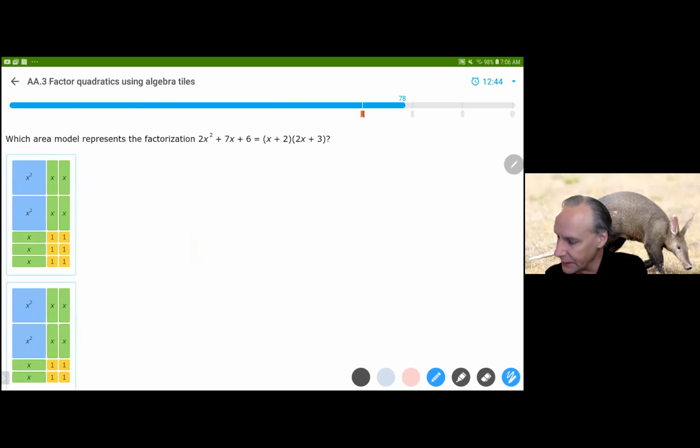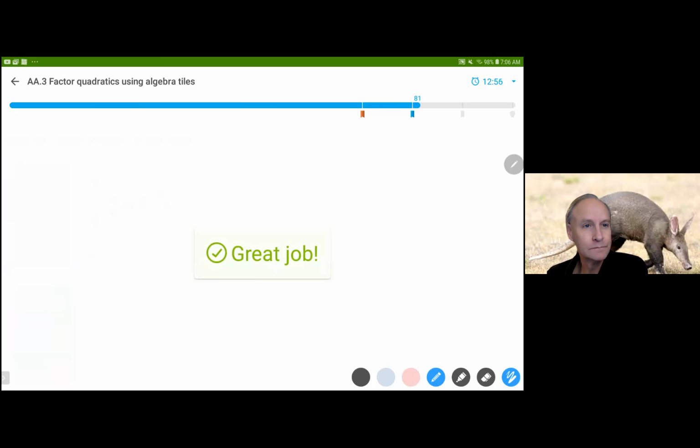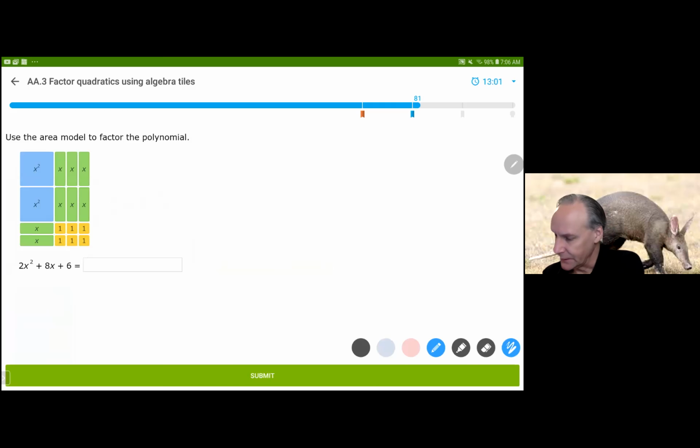All right, we've got an x plus 2 and a 2x plus 3. It's the very first one, isn't it? There's my 2x plus 3, and here's my x plus 2. Yep. It's nice when you get one on the first one there. Let's see. Oh, now we can get it. Okay, so we've got a 2x plus 2.